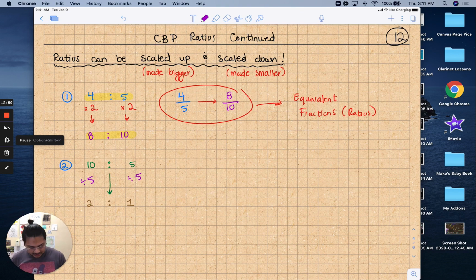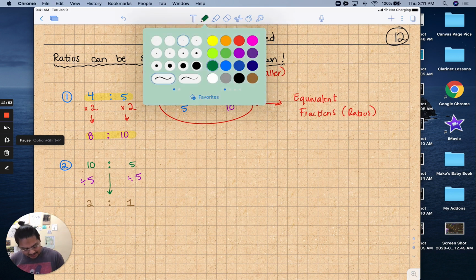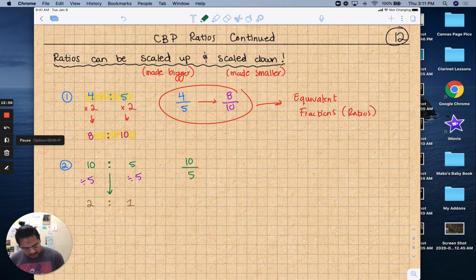And let's take a look at these fractions here. Let me rewrite them as fractions. I have 10 over 5, and I have 2 over 1. And to go from one to the other, I just divide the numerator by 5 and the denominator by 5. I've created my equivalent fractions, okay? So again, ratios can be scaled up or made to look bigger, or they can be scaled down, made to look smaller. And the operations that we use to do this for scaling up is multiplication, for scaling down is division.